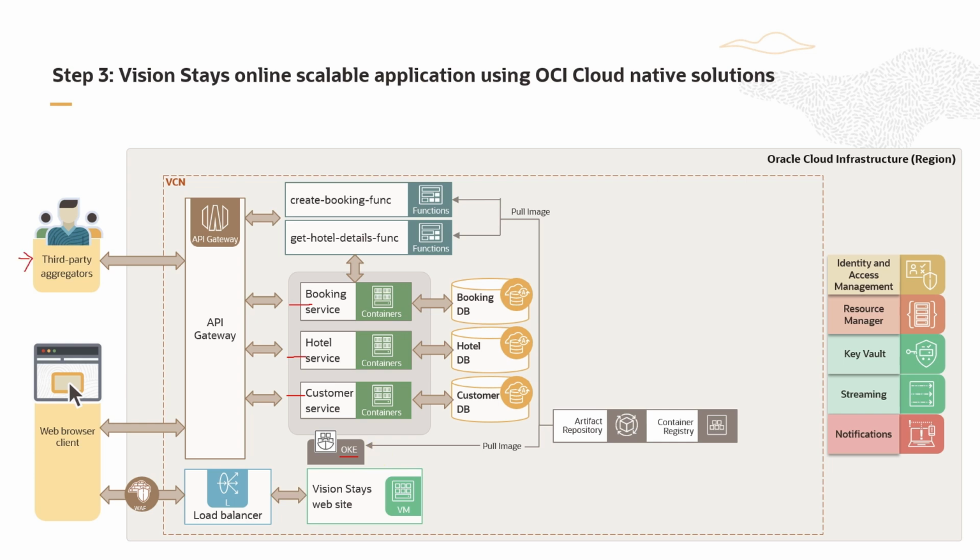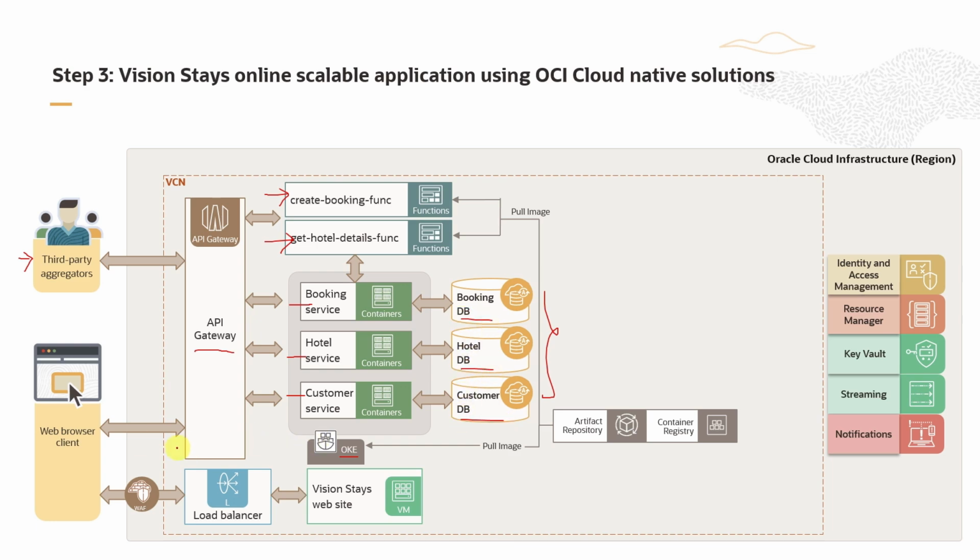To extend functionality to third-party vendors, we'll create two Oracle functions, namely create booking function and get hotel details function, and secure them using API gateway implementation. This centralized gateway acts as a protective barrier, regulating access to our backend microservices and ensuring that all incoming requests are handled securely and efficiently. Internally, these functions will interact with the microservices that are deployed within the OKE. All data generated by these microservices will be stored in Oracle Autonomous JSON database instances.